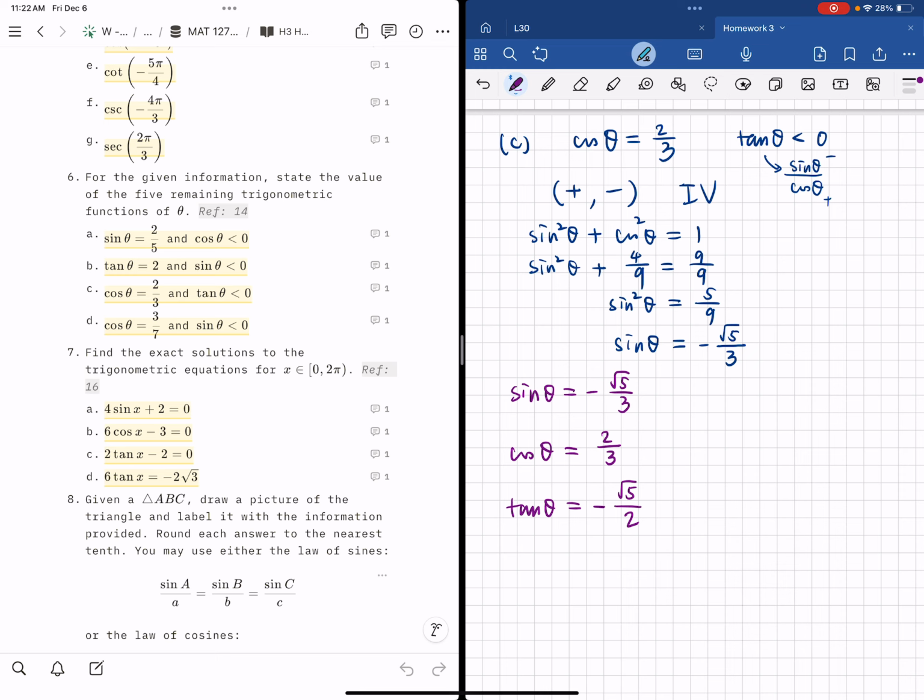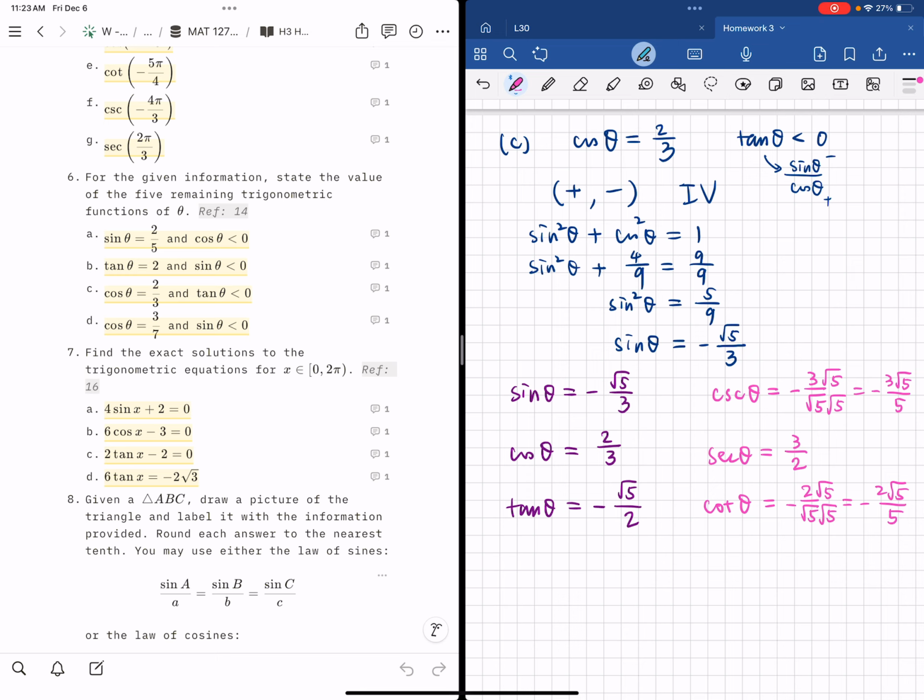And then we're going to do the reciprocal. So first, cosecant will be negative 3 over radical 5. And we're going to rationalize this. And this will be negative 3 radical 5 over 5. And then secant is the reciprocal of 2 over 3, so that's 3 over 2. Cotangent is the reciprocal of tangent, so that will be negative 2 over radical 5. We rationalize this, and this will be negative 2 radical 5 over 5.